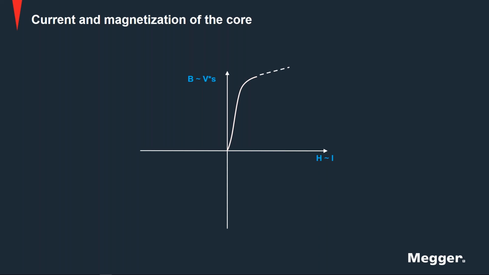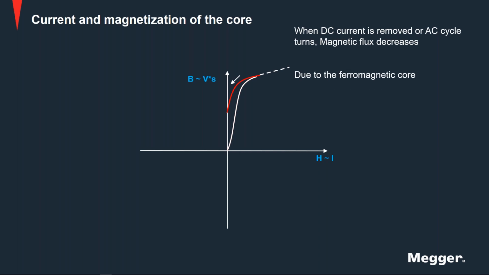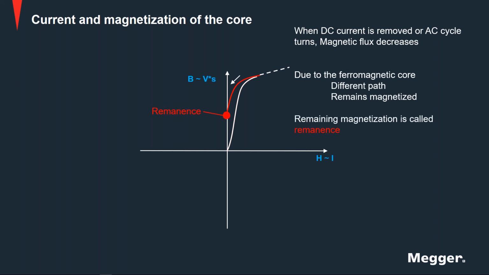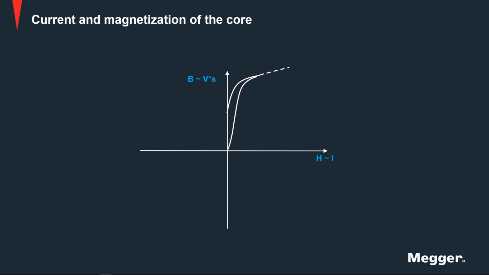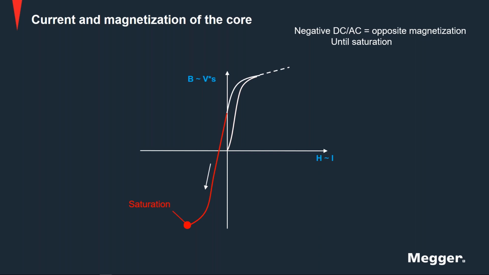When we remove that DC current, or the AC cycle turns down into the negative direction, the magnetic flux will decrease. Due to the ferromagnetic core, that decrease will follow a different path, and it will remain magnetized. This remaining magnetization is called remnants, or residual magnetization. If we continue to apply negative DC or let the AC cycle further down, we will get opposite magnetization again until we reach saturation on the negative side.